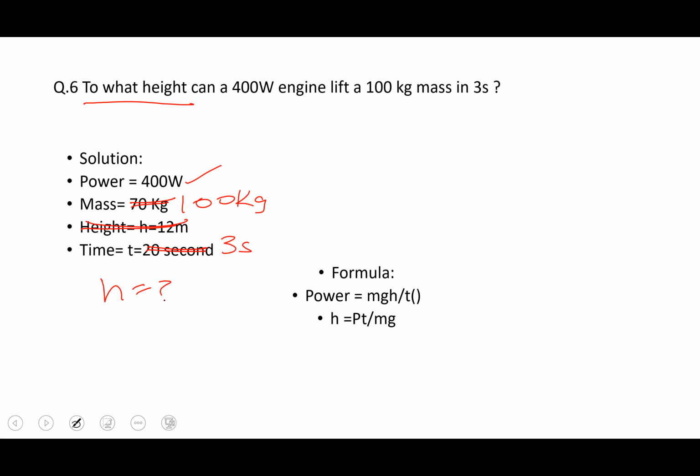h is equal to the power times time divided by mg. So the power was given as 400 watts. The time was given as 3 seconds. The mass was 70 over here, and the value of 9.8 is the value of g. So our answer will come approximately equal to 0.122 meters.